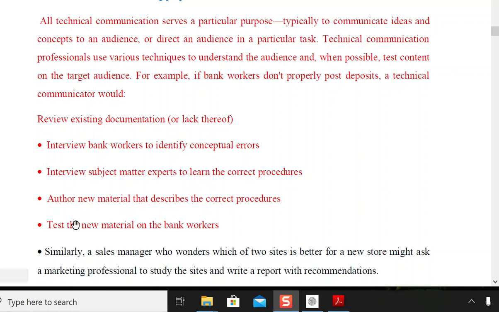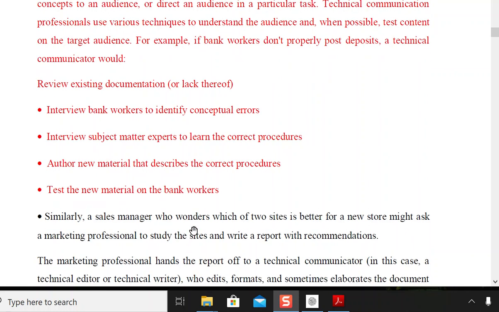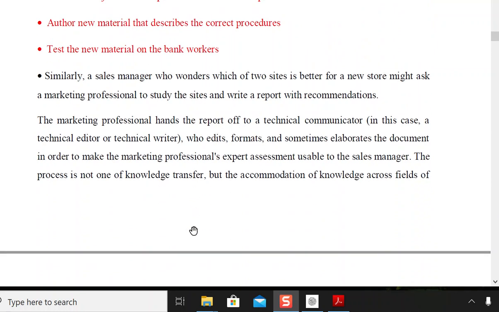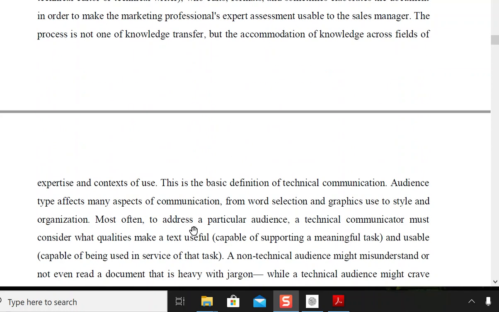Author new material that describes the correct procedures. Thereafter, after having identified the wrongs and flaws in the already documented procedure, they rewrite it according to the developed form and format. Test the new material on the bank workers, and finally, it will be tested on the new bank workers. Fine. And there are certain other things.